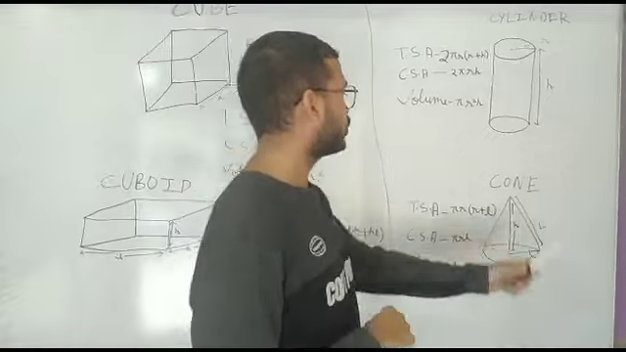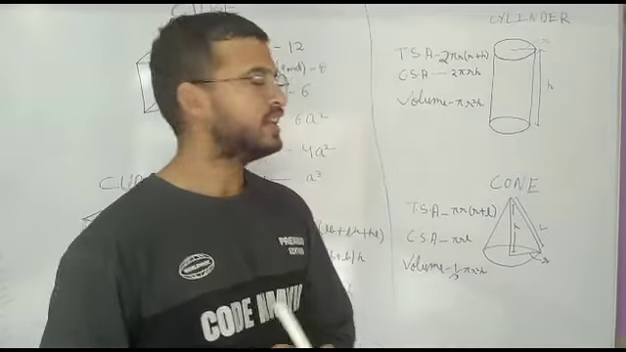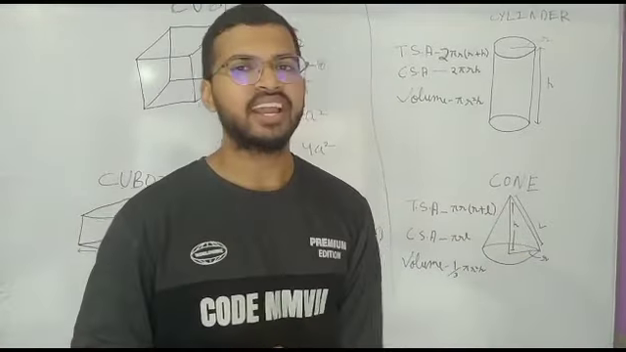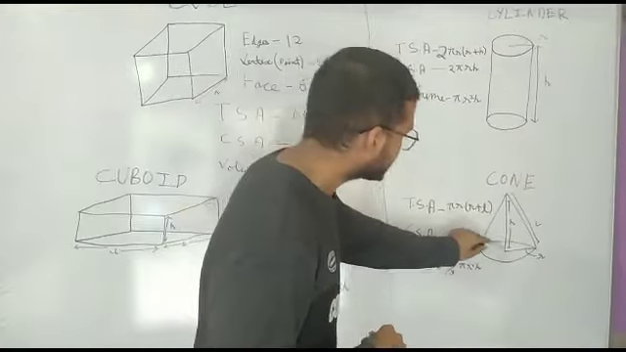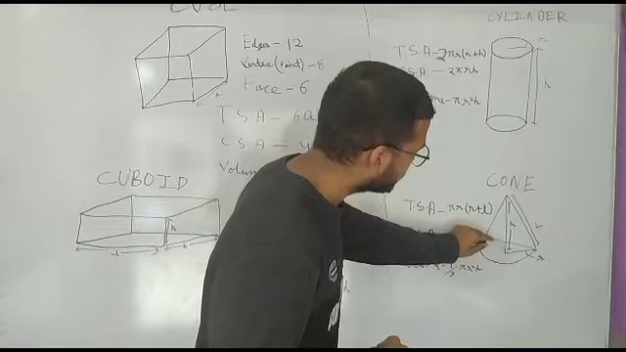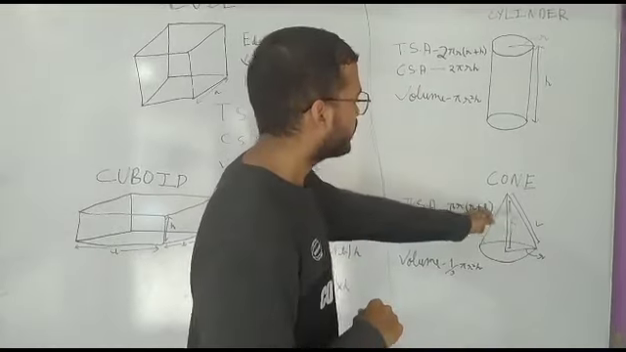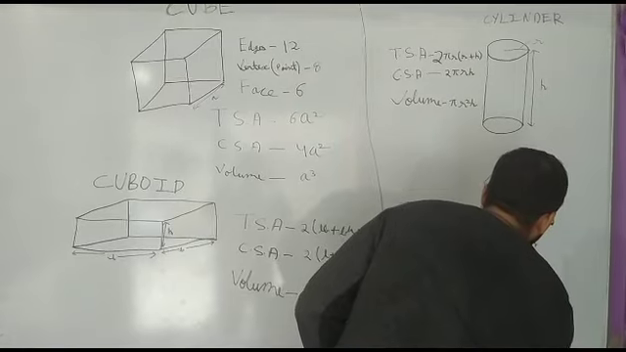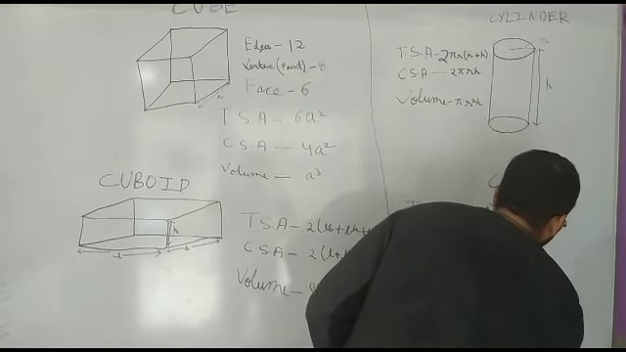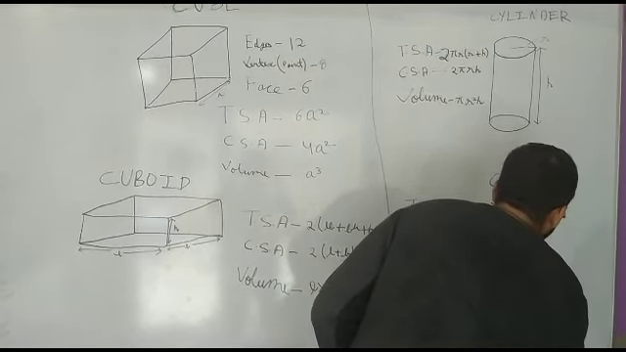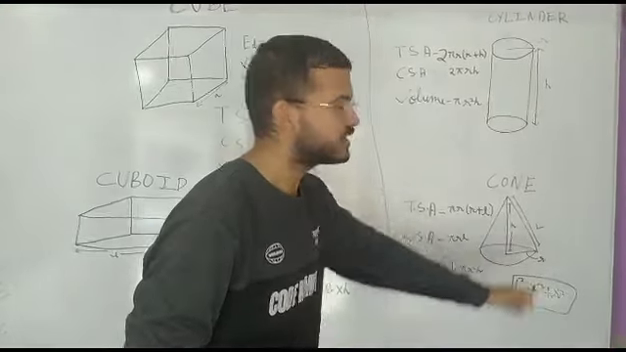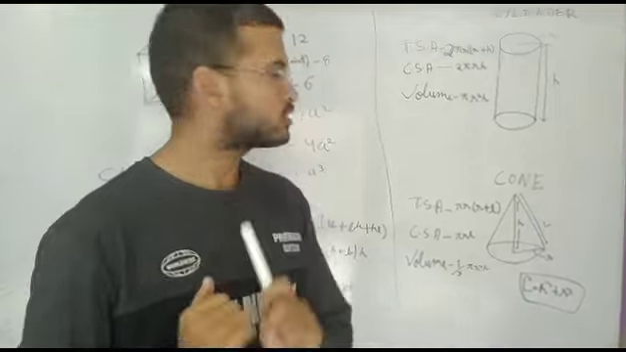The next figure is the cone. In the cone we have the radius r, the height h, and here is the slant height, which is known as L. At the center of the circle we get a 90-degree angle. So one relation is very important here, that is L square is equal to h square plus r square. L means slant height, and it follows by the Pythagoras theorem: slant height square is equal to height square plus radius square.